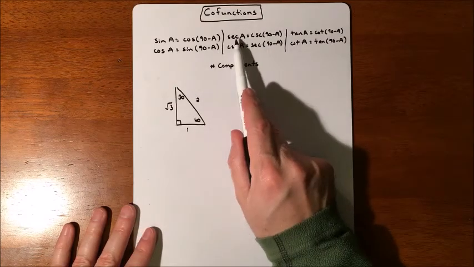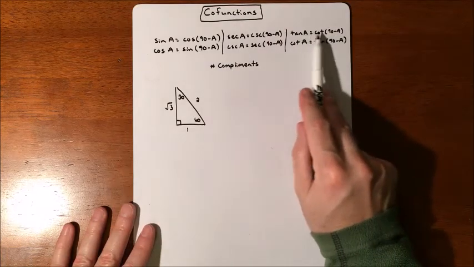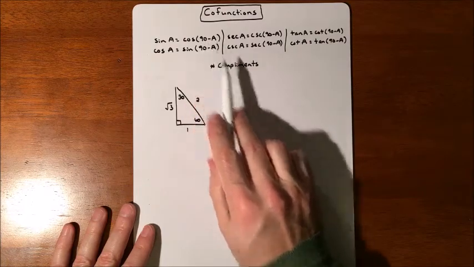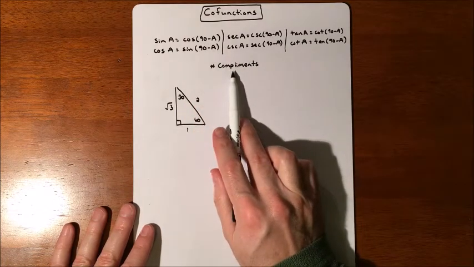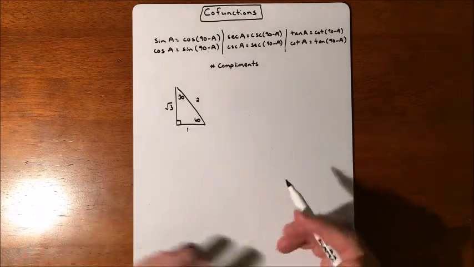There's also a relationship between secant and cosecant, or cosecant and secant, and then tangent and cotangent have a relationship between each other. The biggest thing with this is they are complements of each other. So here's kind of an example to see this in action.